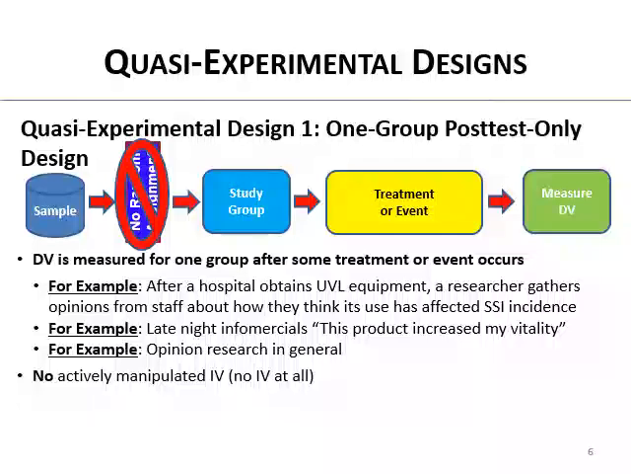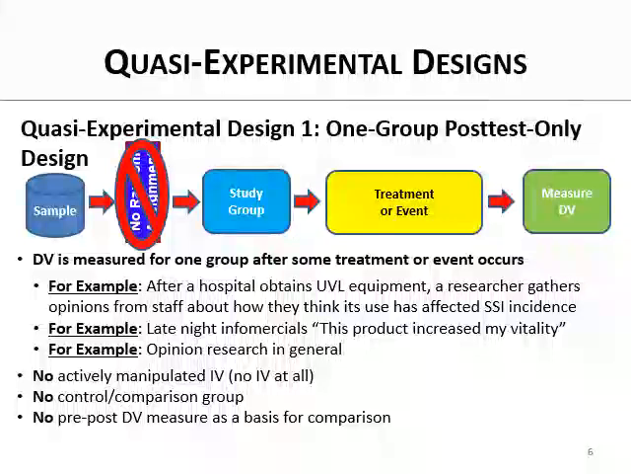So there's no actively manipulated IV. In fact, there's no independent variable at all, right? There's nothing that varies here. You're just getting DV measures after something happens. There's no control or comparison group at all. There's no pre or post, right? It's just post only. You didn't have their opinion about emergency personnel before the disaster happened and compare to how they felt about it afterwards. And there's clearly no random assignment to IV levels. There's no IV.